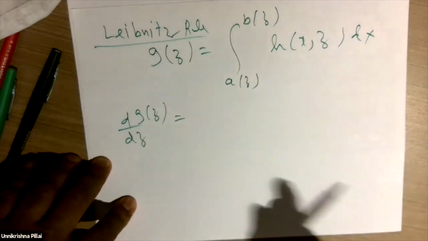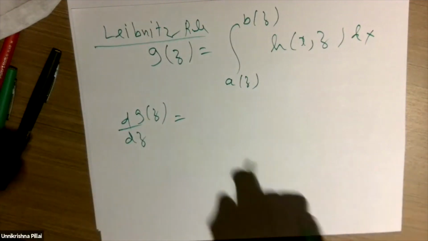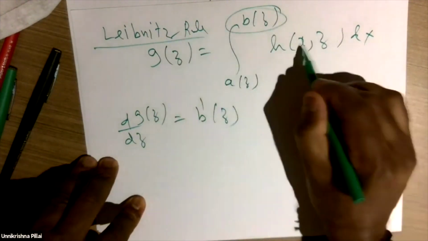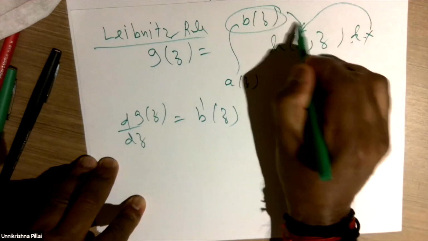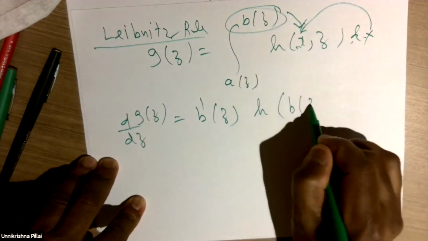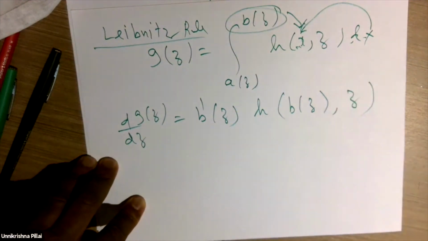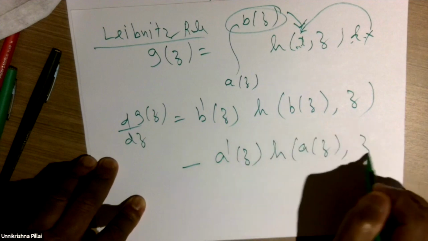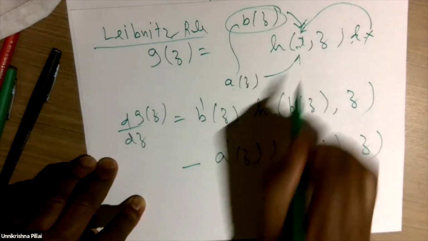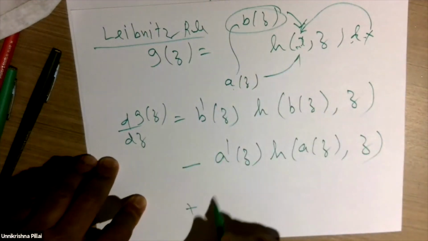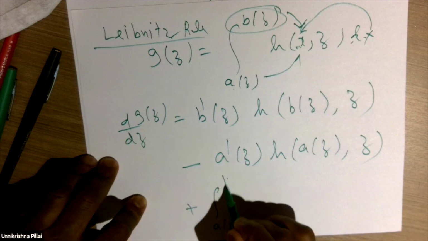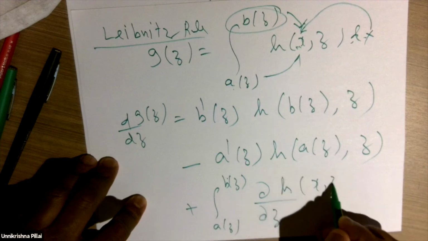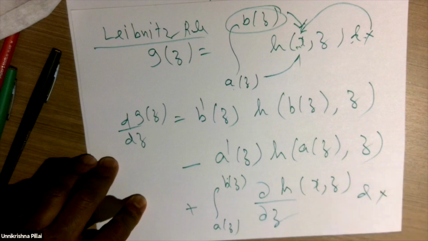I have some derivation sheets, I'll give them to you, but let me just give you the formula. The derivative of the top limit, b prime of z, and whatever is the variable of integration here, you substitute the value. So it's going to be h of b(z), comma z, minus the derivative of the bottom limit, and again, for the variable of integration, you put the bottom limit. And the third term is what you would do anyway, which is just the derivative of the inside quantity with respect to z. Of course, if there is no z, then you don't have to do anything.